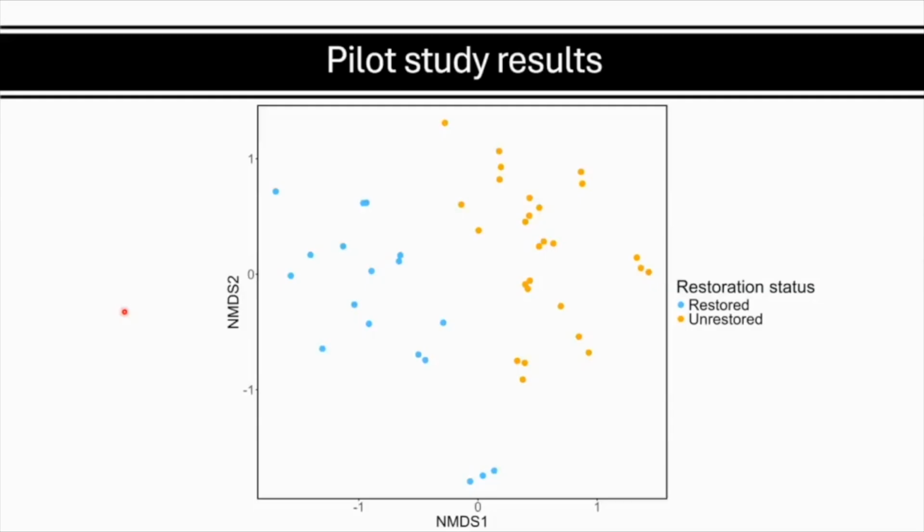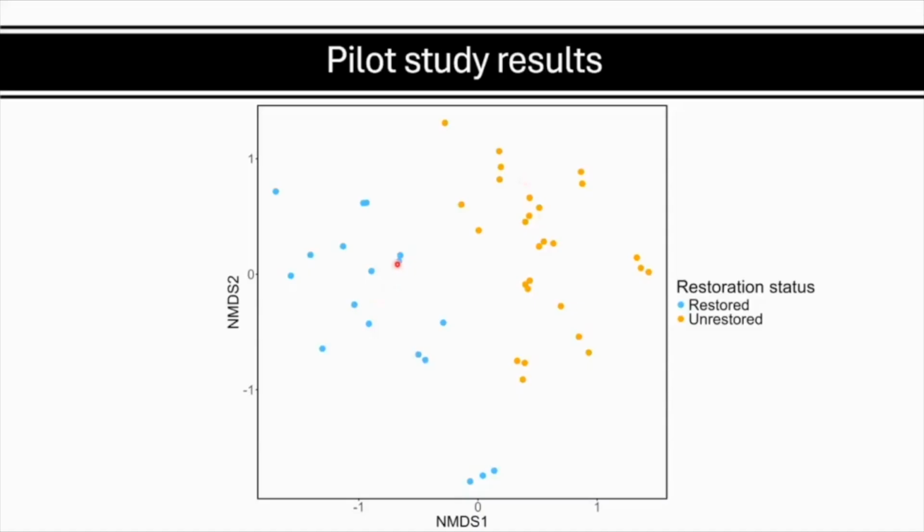So, let me explain this figure a little bit. Each of these points represents the microbial community present in a peat sample. These blue points over here are from the restored area, and these orange points are samples from the unrestored area. Essentially, the closer two points are together, the more similar the microbial communities are. So for example, these two points have very, very similar microbial communities, but this one and this one have very different microbial communities.